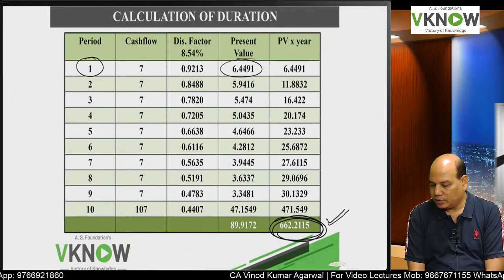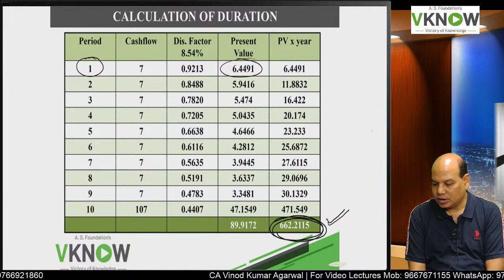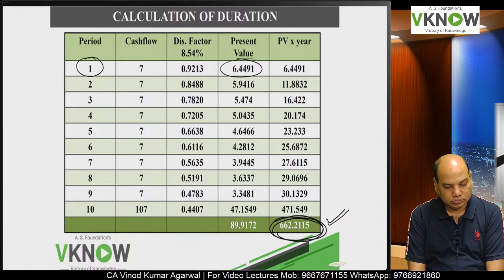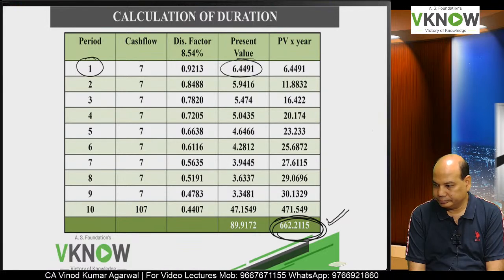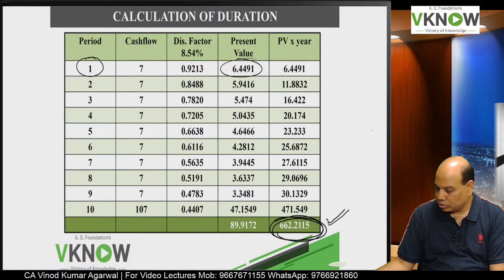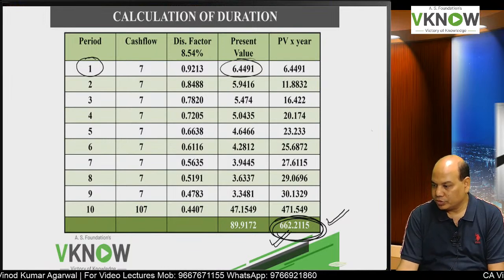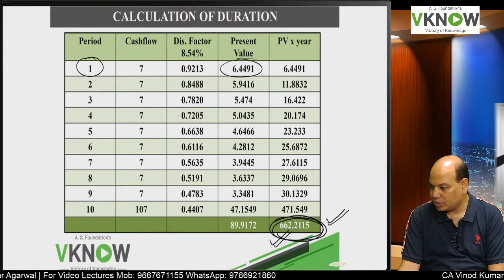Yes, 89.95 is also right. One student is saying 89.95. Very good. And what is the total of the last column? All of you please note down this number and we can check later. Write down in the notebook 662.2115 approximately.